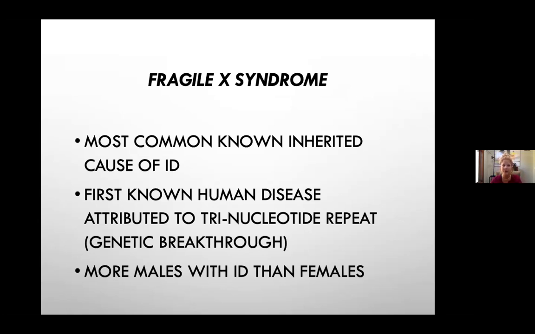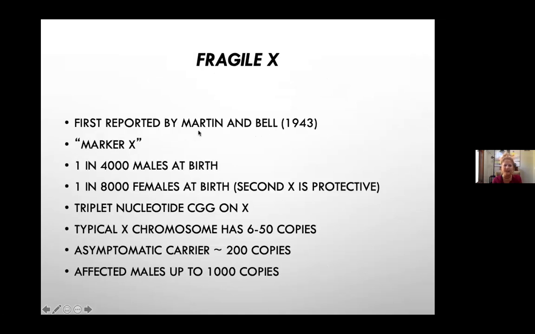They could have learning disabilities. They could have ADHD. They may have mild intellectual disability. They may have borderline intellectual functioning, but it will likely look different in a female. That second X tends to be protective. It dates back to 1943, first reported by Martin and Bell, and it was initially called marker X. And you can see the stats here on this slide.